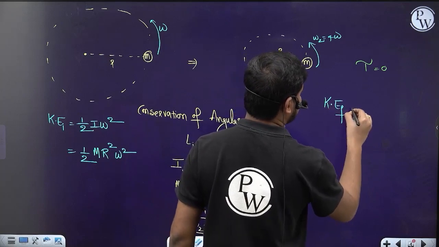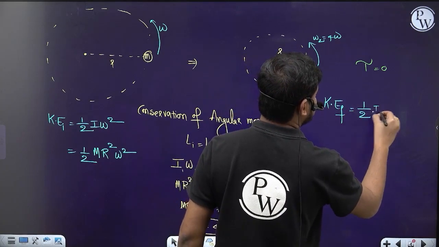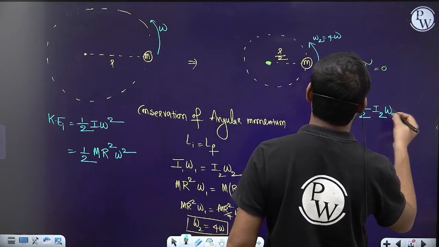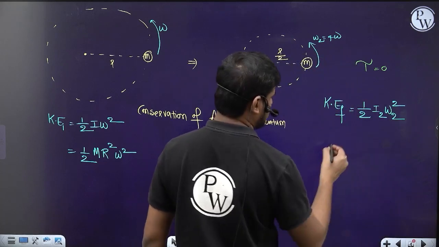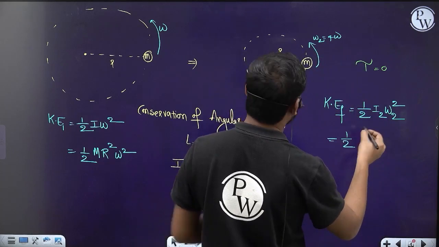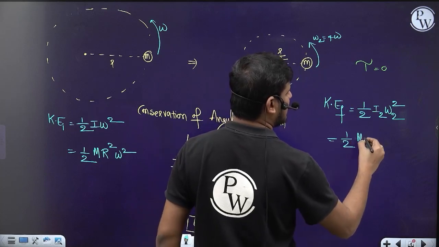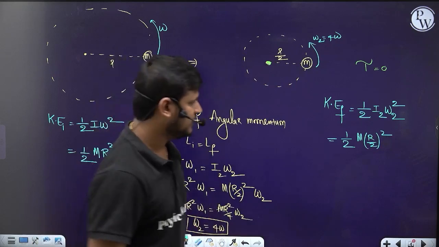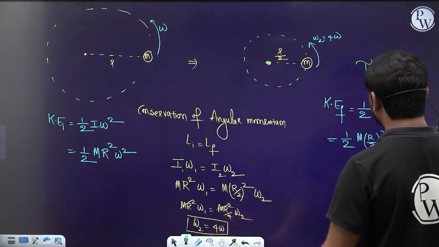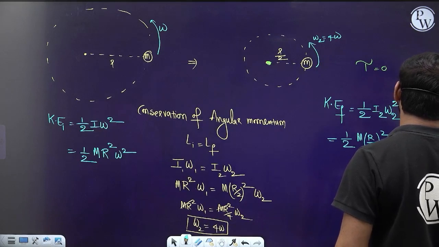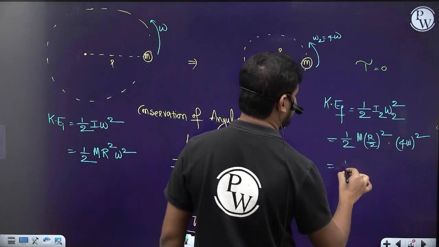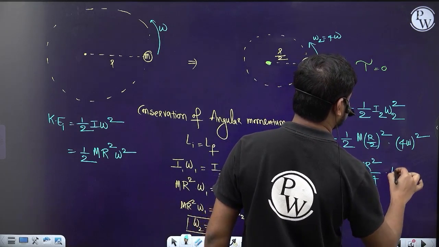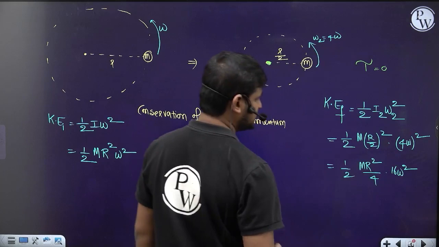So the final kinetic energy is half I, let's say this is I2, with angular velocity omega 2 square. So it is half into I2. What is I2? It is m r by 2 whole square, into, what is omega 2? Omega 2 is 4 omega, whole square. So from here I can write half m r square by 4 into 16 omega square.